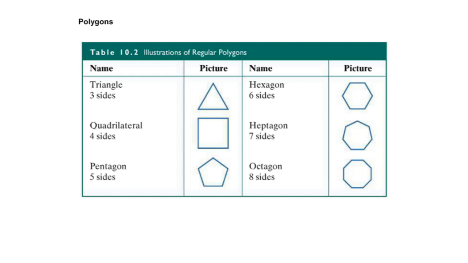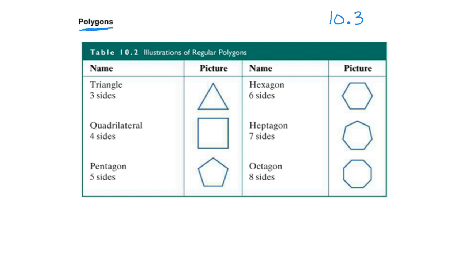This lecture is 10.3, going over polygons, perimeter, and tessellations. To begin with, we're going to take a look at what polygons are. So polygons are shapes that can be drawn, made up of connected line segments.